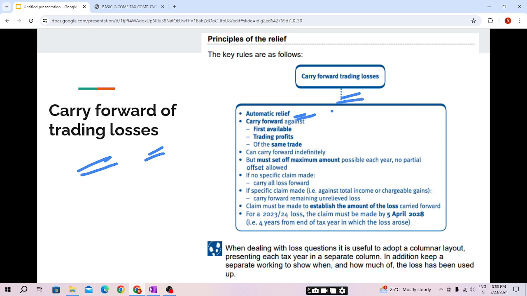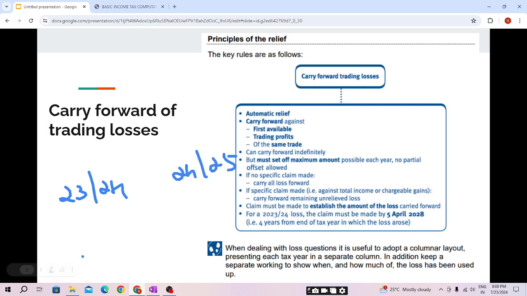The carry forward trading loss will apply against the first available trading profit of the same trade. So students, the loss of 23-24, we had a loss of 10,000 pounds and we have not selected option number 1. So automatically the carry forward loss relief will apply. This relief applies, which means this loss will be carried to the next year.